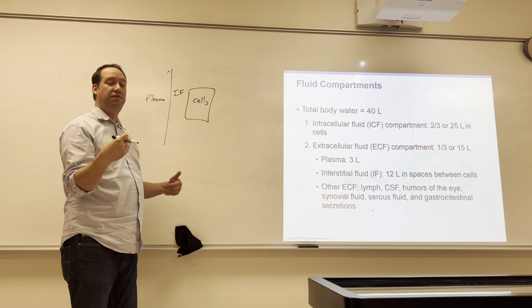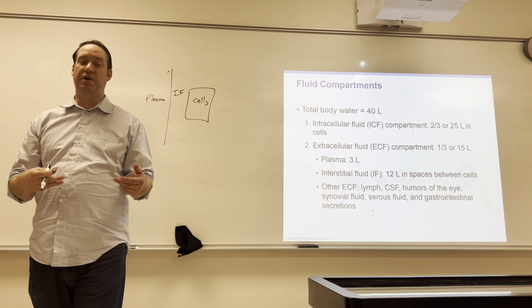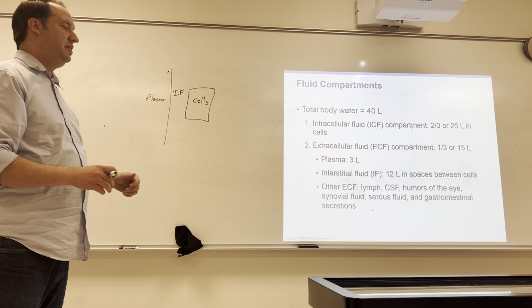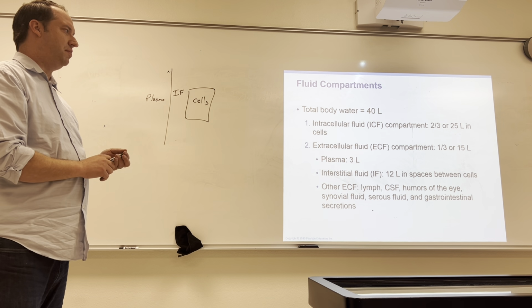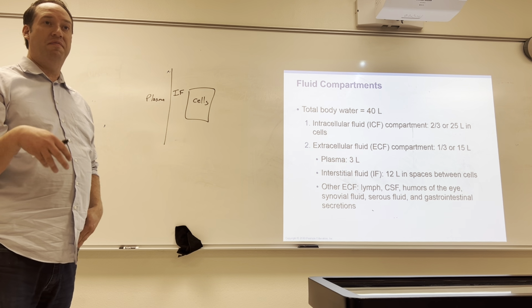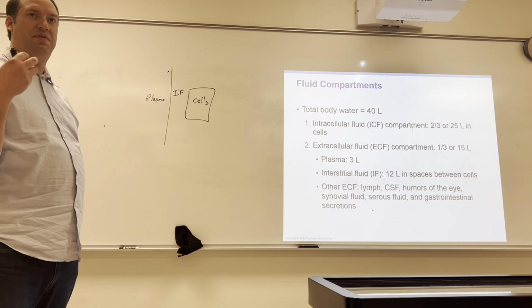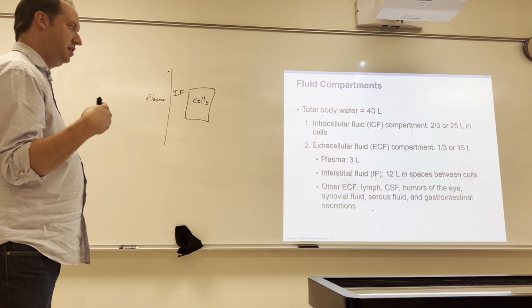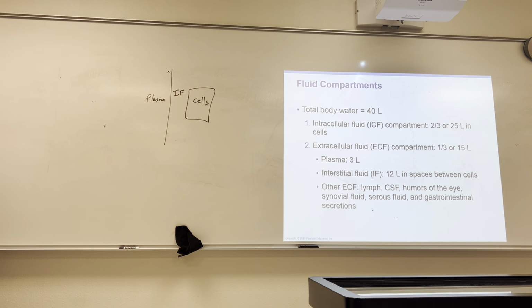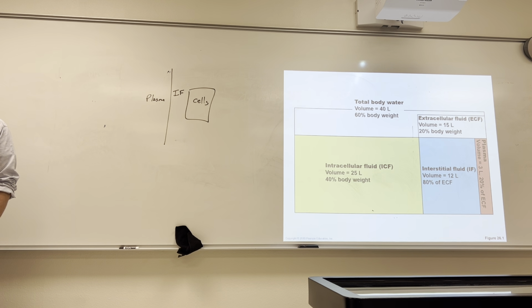We're going to get fluid exchange between these three compartments: the cells, the interstitial fluid, and the plasma. Any other extracellular fluid, at the moment, we're not considerably worried about. That would include lymph and cerebrospinal fluid, the juice that's in your eye, in the joints, that sort of thing. Right now, we're not worried about those. All right, so here's our total body water, 40 liters, and this division.